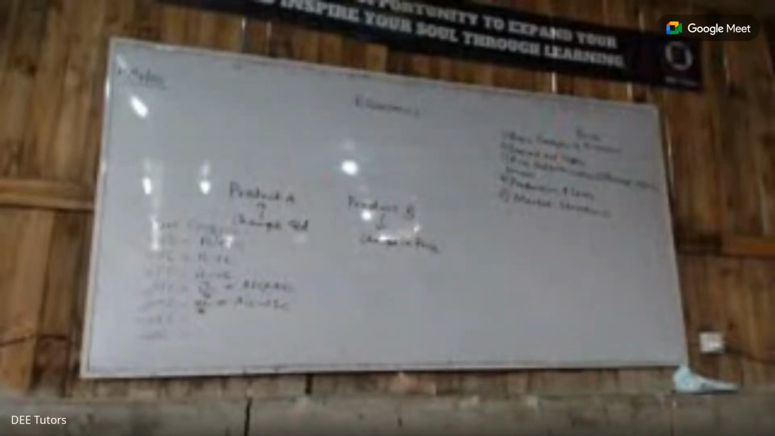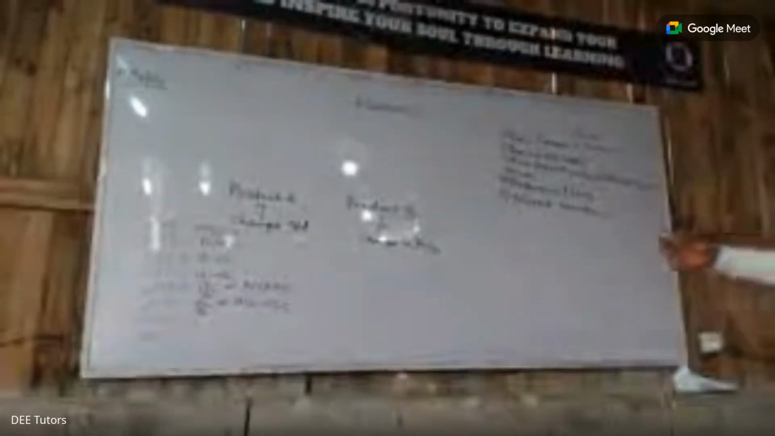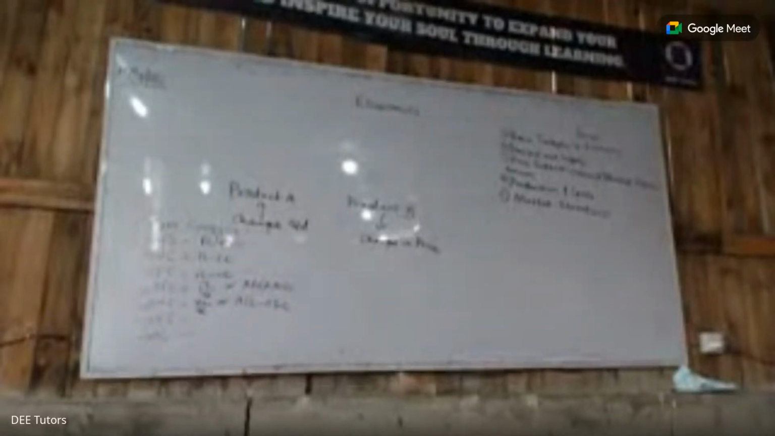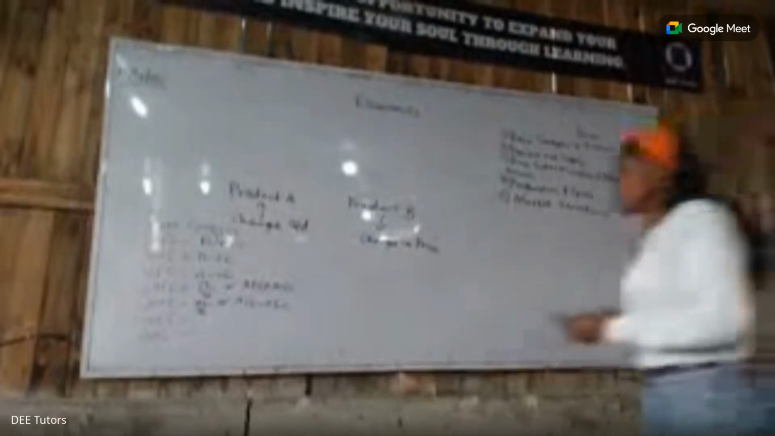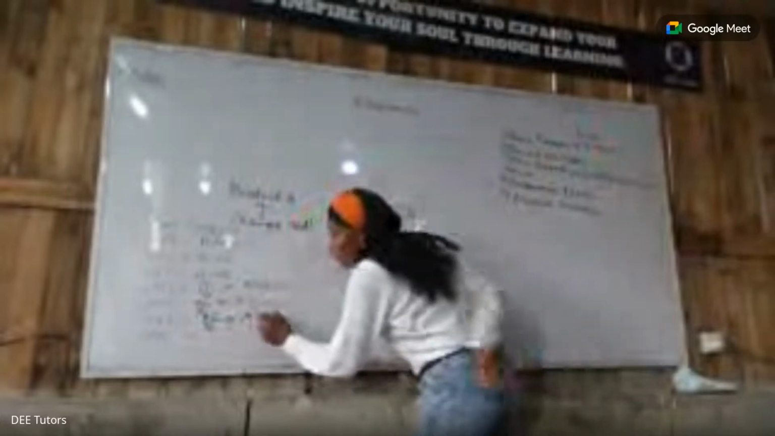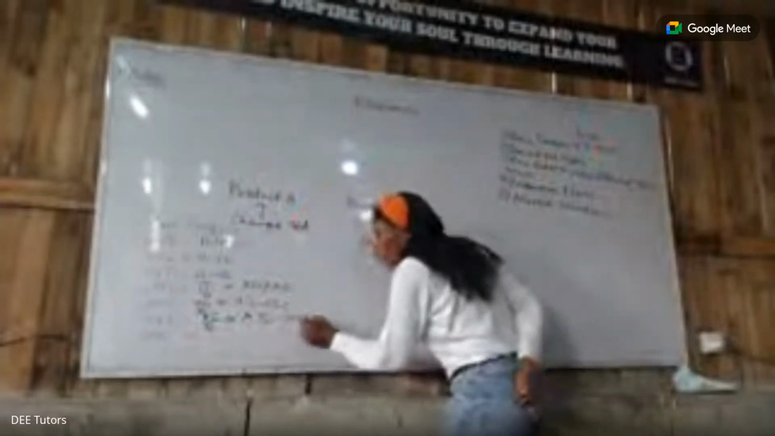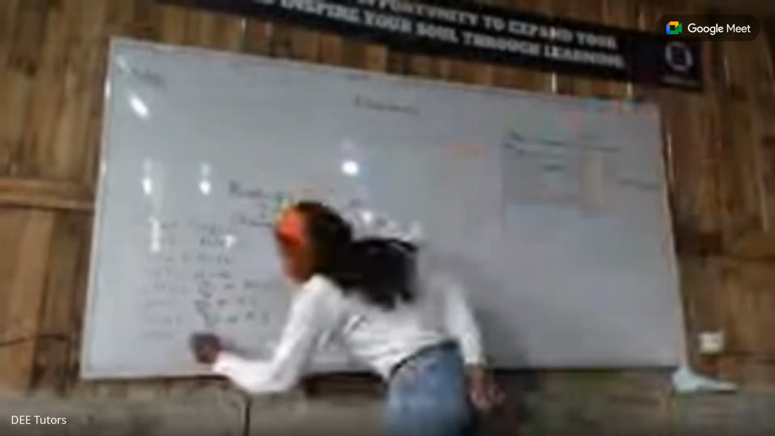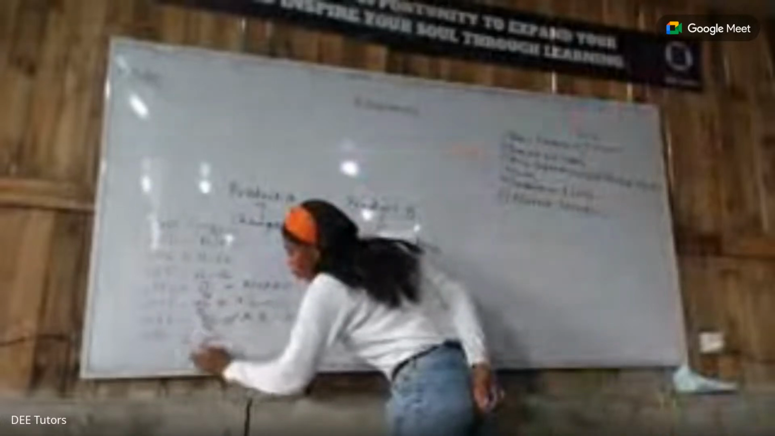What about average fixed cost? Can anybody try? Fixed cost divided by quantity, or average total cost minus average variable cost. Then the last one, marginal cost. Change in total cost, all over change in quantity.